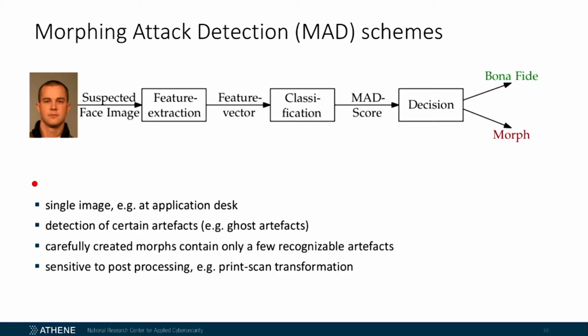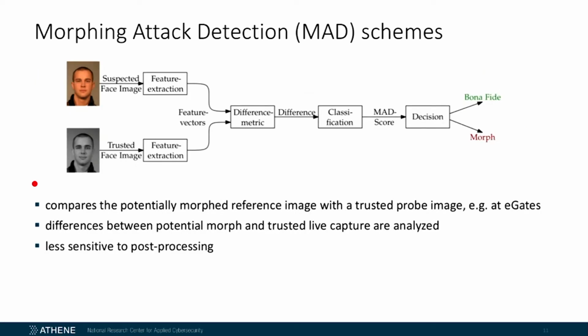Using these schemes, it's possible to detect morphing artifacts like ghost artifacts. I will show some examples of this later. But if you create morphed images by hand, you can avoid those artifacts. So there's a second scheme for morphing attack detection, called differential morphing attack detection. Here you have, in addition to the suspected face image, a trusted live capture. For example, during the eGate process, where in addition to the image stored in the passport, you get an image captured by the eGate itself.